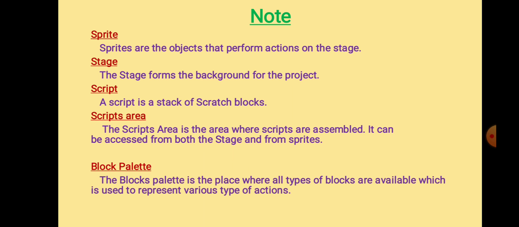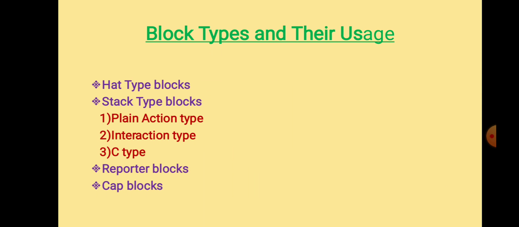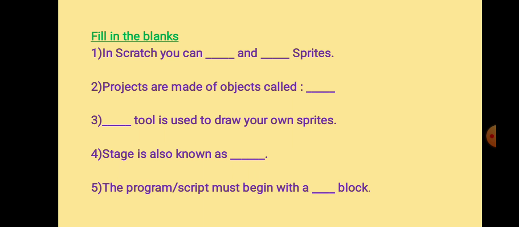Block palette is the place where all types of blocks are available, which is used to represent various types of actions. Now, we are going to discuss block types. There are four types of blocks: hat type blocks, stack type blocks, reporter blocks, and cap blocks. Stack type blocks are again classified into plain action type, interaction type, and C type.